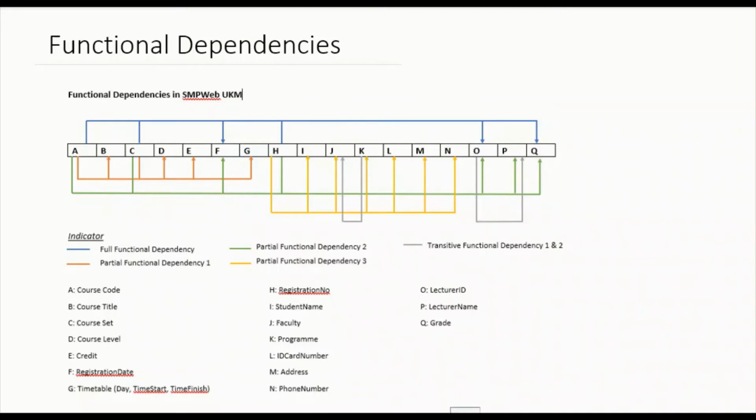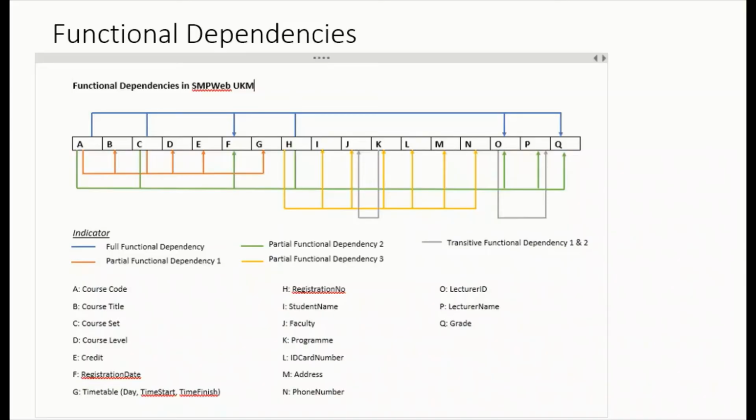Next, we have 3 types of partial functional dependency. The first is represented by this orange line, where the course code and the course set can determine the course title, course level, credit, and the timetable. Next, the second partial functional dependency is represented by this green line, where the course code, course set, and the registration number of a student can determine the registration date of a course, the lecturer ID, lecturer name, and the grade. Last, it is represented by the yellow line, where the registration number of a student can determine the student name, faculty, program, ID card number, address, and phone number.